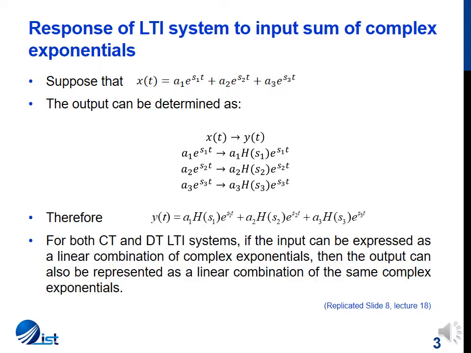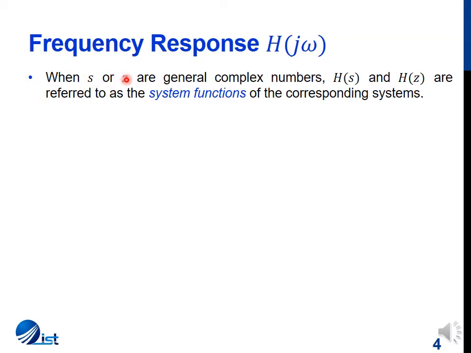So for both continuous time and discrete time systems, if the input can be expressed as a linear combination of complex exponentials, then the output can be represented by a linear combination of the same complex exponentials. This concept is going to be applied to analyze LTI systems using Fourier series. When s or z are general complex numbers, H(s) and H(z) are referred to as system functions of the corresponding continuous time and discrete time systems.